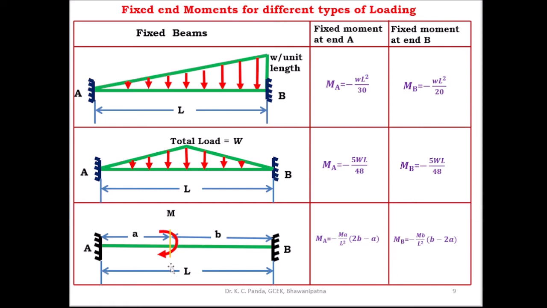So this is the fixed beam of length L. Here the moment M is present at a distance small a from support A and small b from support B. In this case, you have to take the fixed end moment MA is equal to minus M a by L square into (2b minus a), and MB is equal to minus M b by L square into (b minus 2a). So these are the fixed end moments that you have to take during the analysis of fixed beams.